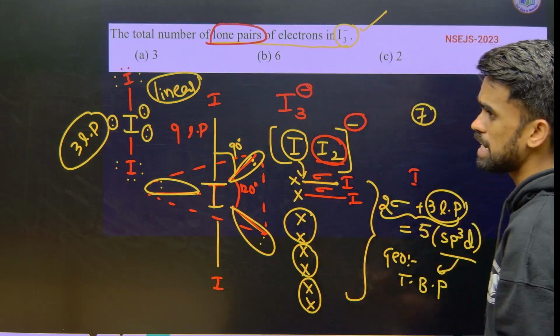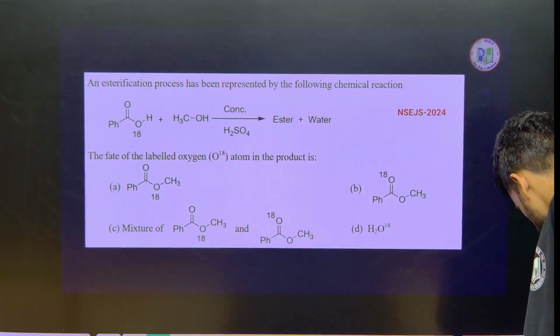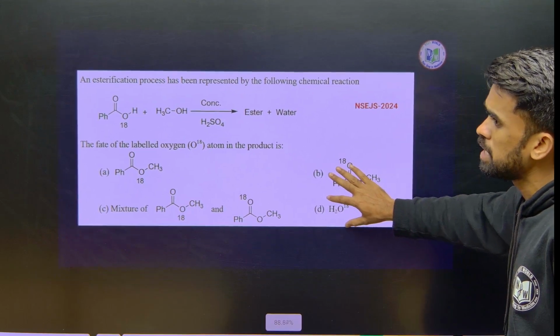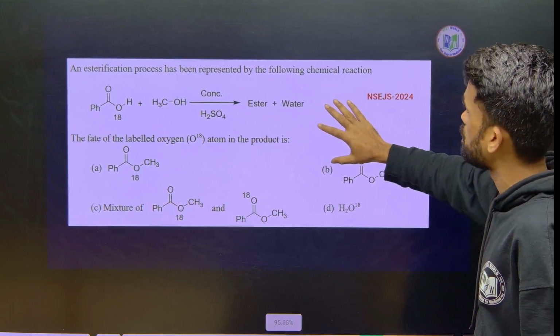Okay. Next, let us move forward with one more question here. Look at here, an esterification process has been represented by the following chemical reaction.